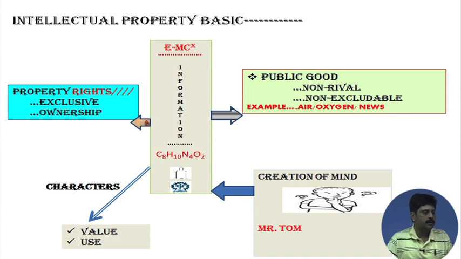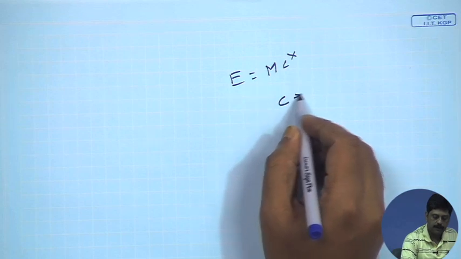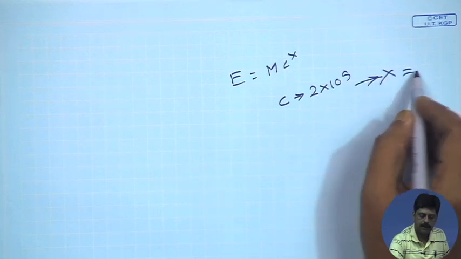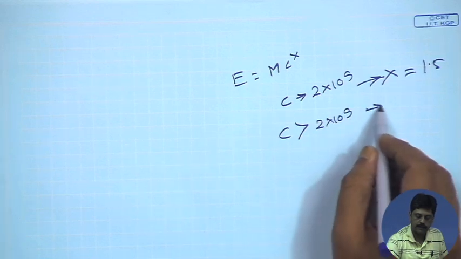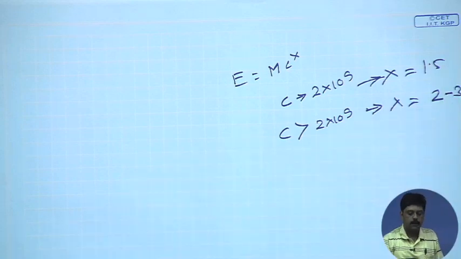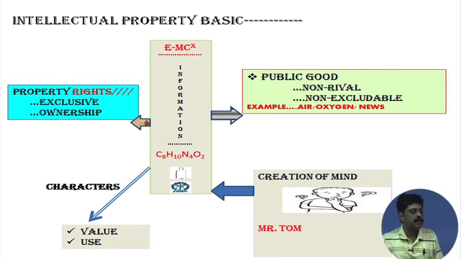So he thought, why not put c to the power x and make x a variable with reference to c. Let us say E is equal to mc to the power x, where for a particular value of c, up to 2 into 10 to the power 9, x is let us say 1.5, and if c is greater than 2 into 10 to the power 9, x is let us say between 2 and 3. In this way he thought of an equation. That creates a modification of the present Einstein energy-mass relationship equation.